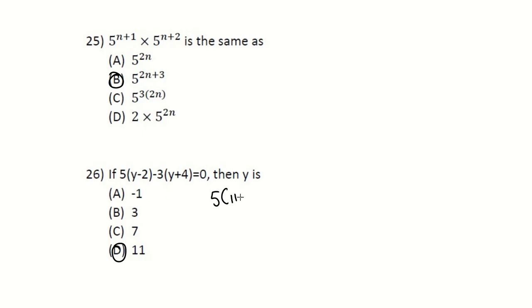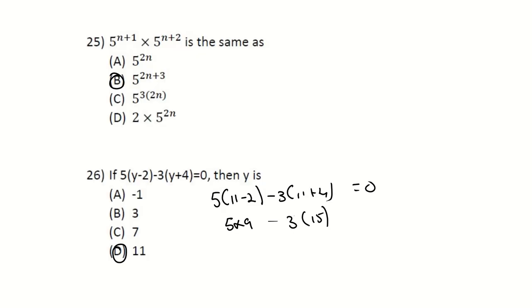5 by 11 minus 2 minus 3 by 11 plus 4. This is 5 multiplied by 9, which is 45, minus, you're supposed to get 0, 3 by 15, which is also 45. 45 minus 45 is 0, so you know that the answer is 11. And that is the end of June 2021. That's the end of January 2021. Let's look at January 2020.